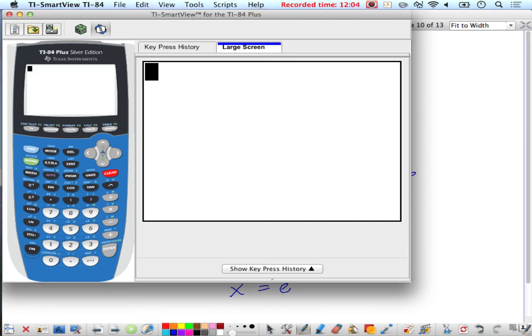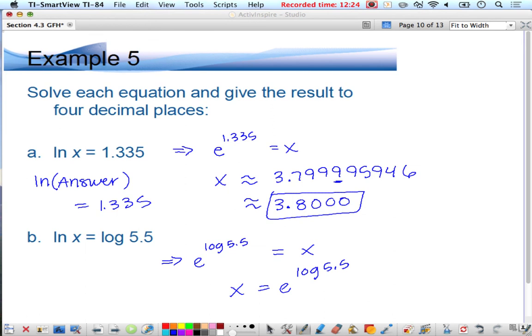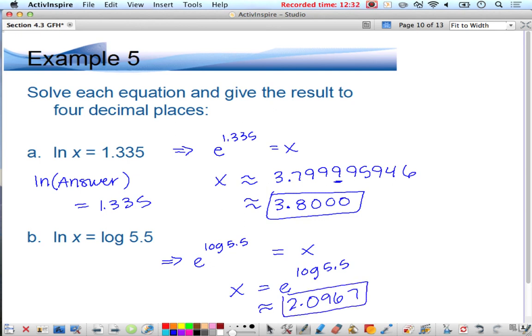So if we go to our calculator, we type in e to the log, is it 5.5? Yes, 5.5. And that gives us 2.0967. Then you could check that by taking the natural log of that answer and comparing it to the log of 5.5 and make sure that they're equal. That's the nice thing about logs: they are numerical, so you can check them a lot better than you can some other things.